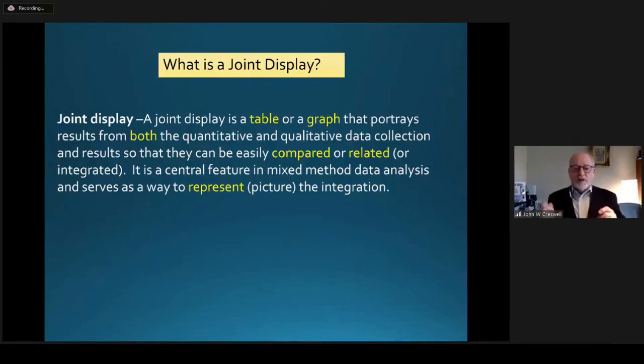Joint display is a table or graph that portrays both the quantitative and qualitative data so they can be easily compared. It's really a central feature in doing good mixed methods research. And we see joint displays being published in leading mixed methods articles today.